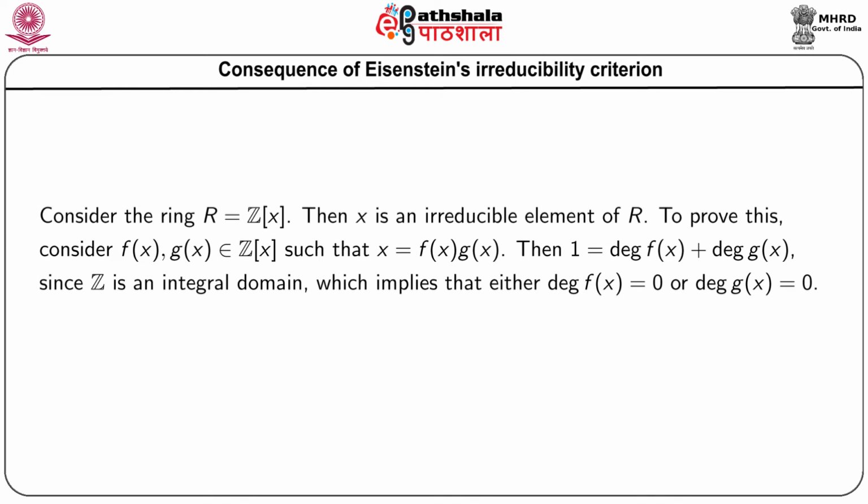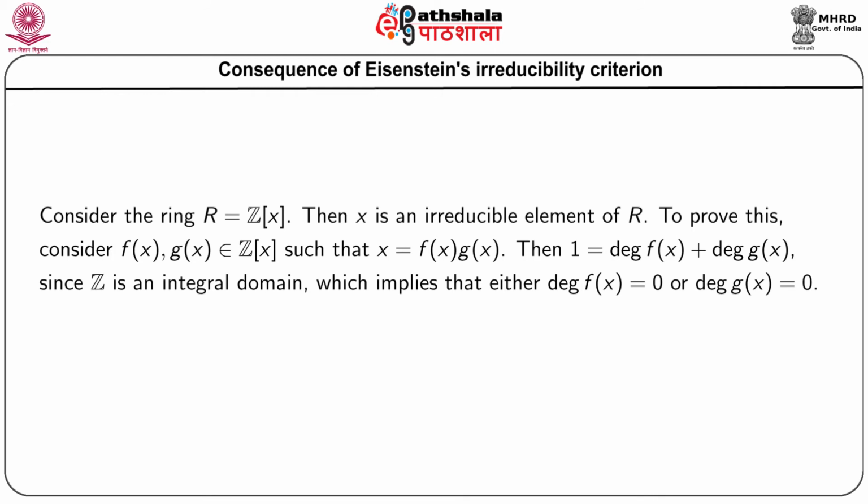That is, even if we are in an integral domain, we show that irreducible elements may not generate a maximal ideal. Here, for example, we consider the ring R as the polynomial ring over Z, that is over the ring of all integers. Then it is easy to prove that X is an irreducible element of R.